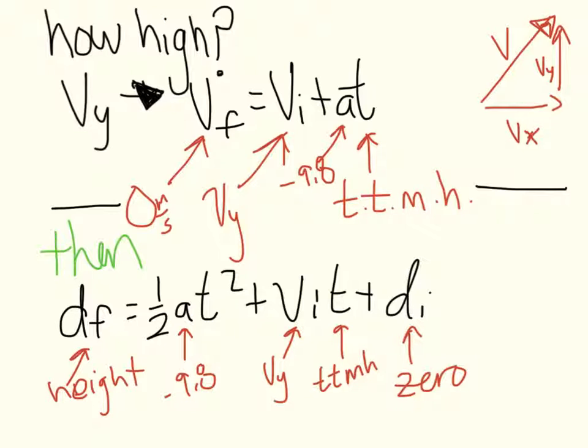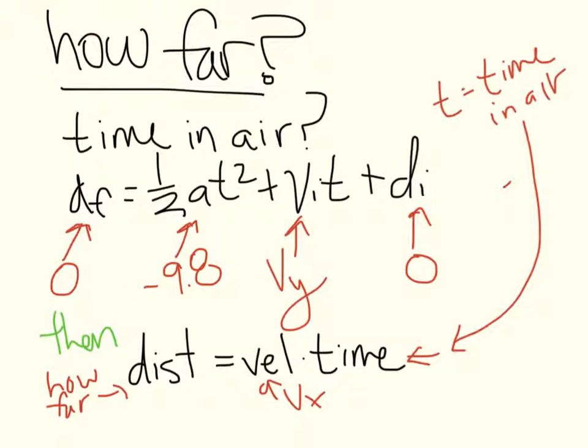All right, next page we're going to talk about finding how far something goes, or the range. So, how far does something go, or the range? Again, we first have to find time in the air. And again, for time in the air, we're going to use the vertical motion.